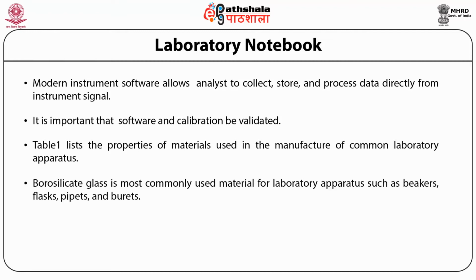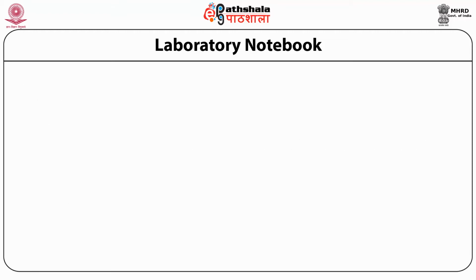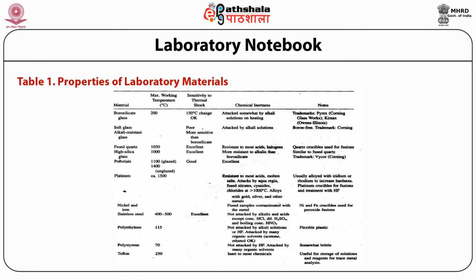Borosilicate glass is the most commonly used material for laboratory apparatus such as beakers, flasks, pipettes, and burettes. It is stable to hot solutions and to rapid changes in temperature. This is the list of properties of laboratory materials that we have discussed here.